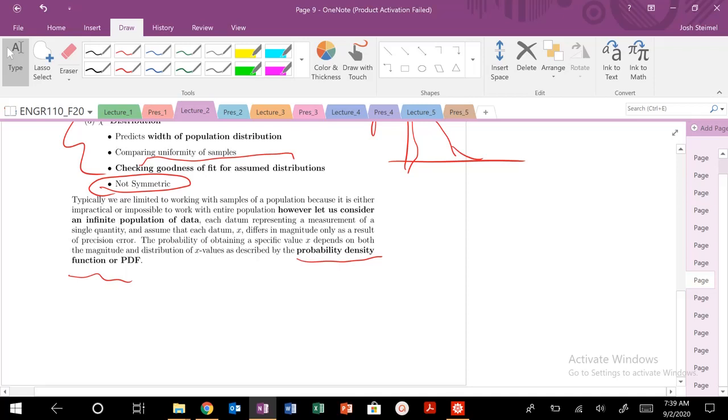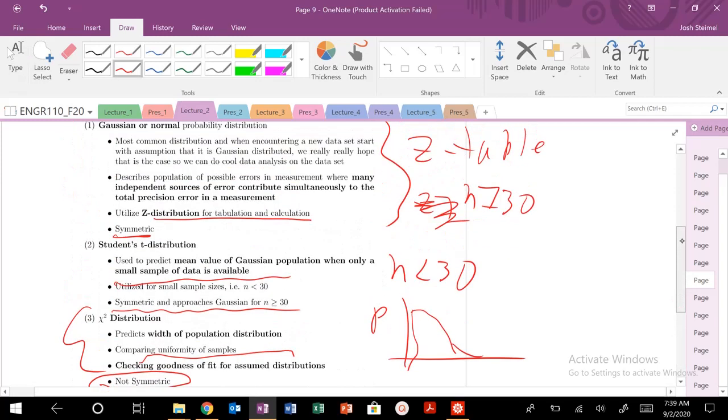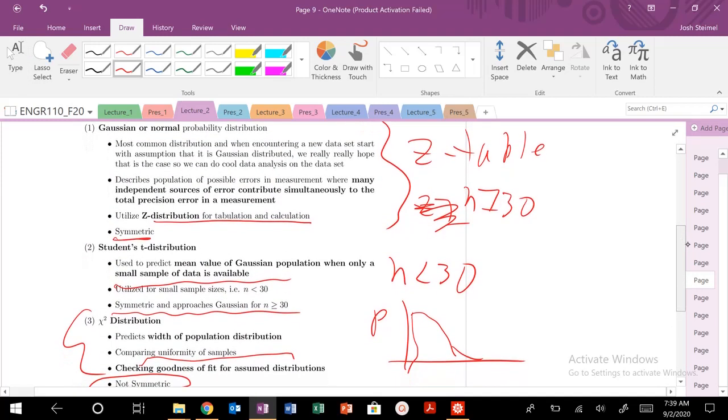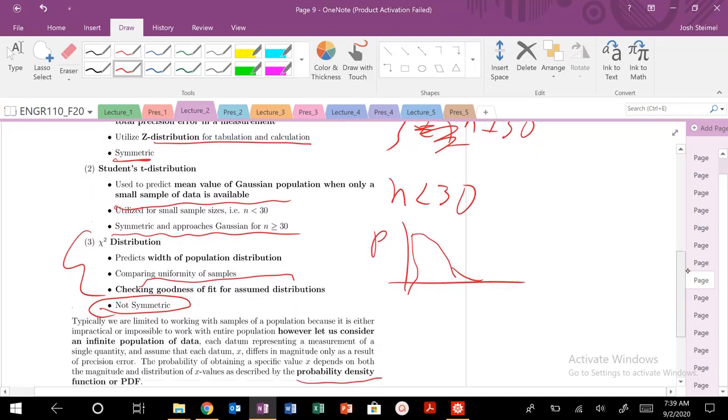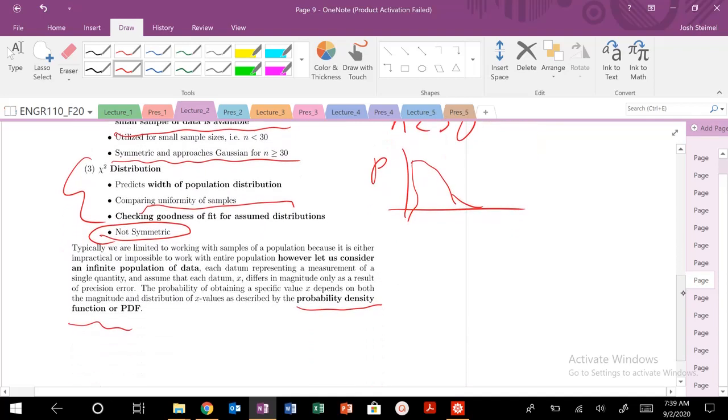We are back today, and we're going to talk about our first distribution. We talked about the three last time that we're going to work with primarily in this course: the Gaussian or normal probability distribution, the Student t-distribution, and the chi-squared distribution, which comes up a little later in this course, lecture 4. But today we are going to deal with the first distribution, your normal or Gaussian distribution, and specifically the probability density function, or PDF.